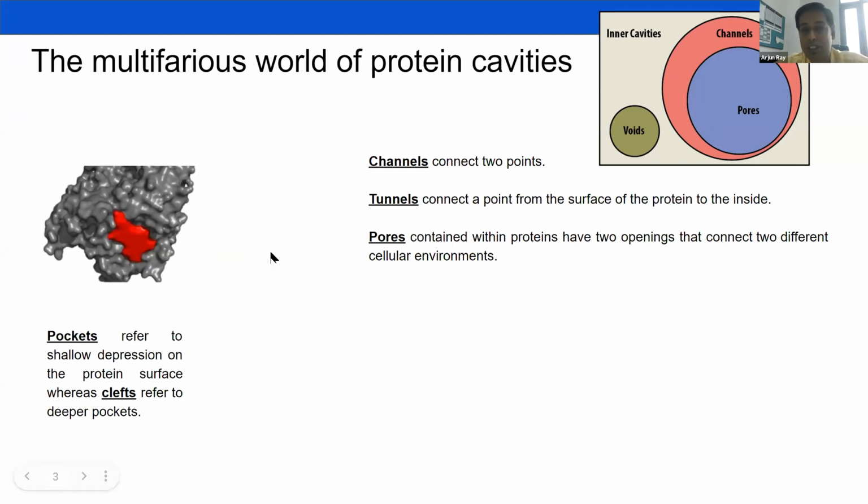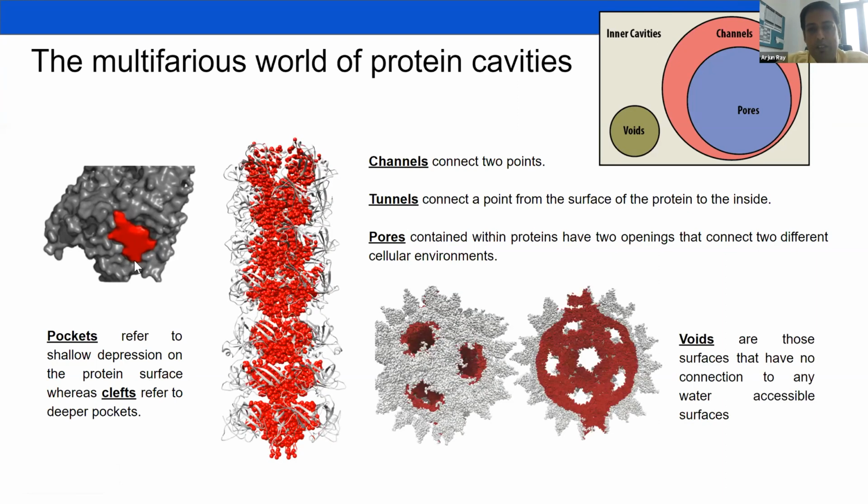Pockets and clefts are these depressions on the surface of the protein. Pockets are generally shallow and clefts are a little deeper depressions. And finally, you have another classification, which are voids. So you can have, this is actually a virus encapsulation, and you can have it completely cut off from all sides, though there is obviously accessibility from all ends, but it's not obvious which is the connecting points between these.